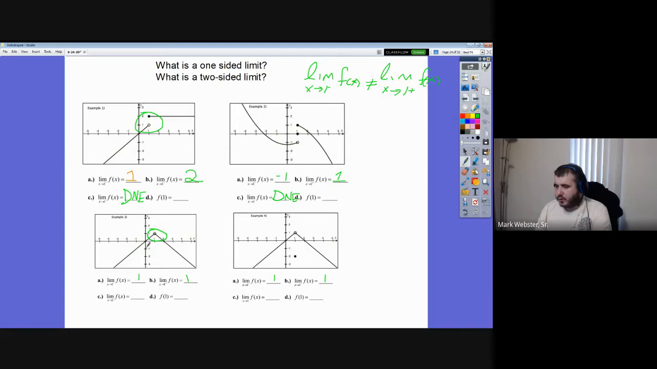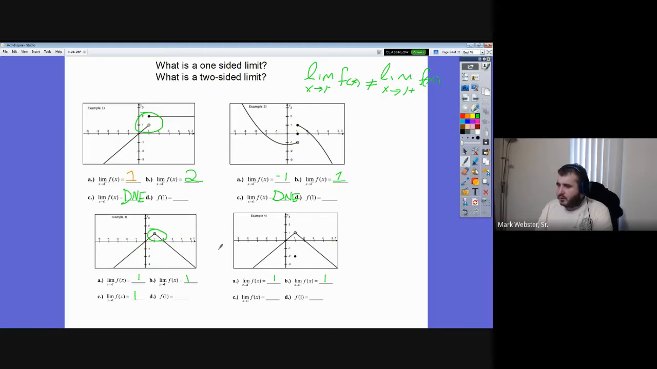Now, if we look at number 3, you see how they both go to the same place? Both trails converge at this spot. The limit from the left is 1. The limit from the right is 1. So the limit from both sides is 1. And so the limit here is 1.